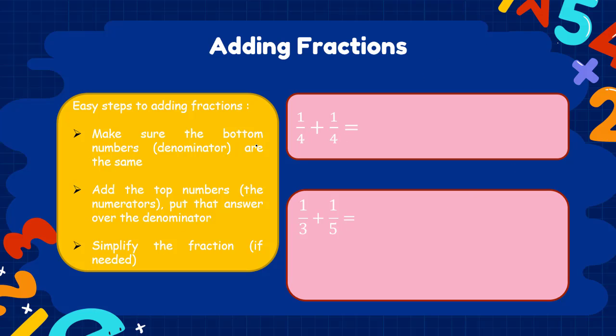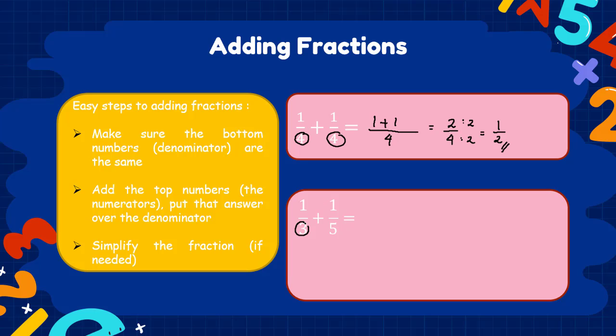If I have 1 out of 4 plus 1 out of 2, can you see the denominators are the same? So we just leave it like this, 4, and then we can add the numerators, which is 1 plus 1. So it's equal to 2 out of 4. And then we can simplify this fraction. We can divide it by 2, so we get 1 out of 2. So this is the simplest form.